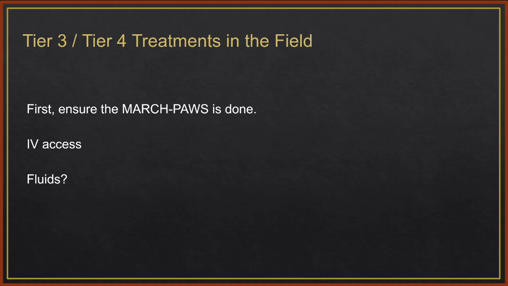First, we have to make sure in the combat environment that all of MARCH and PAWS is done. Make sure that we do have IV access, and then we're going to be talking a little bit about fluids. So, question for you guys: what IV size should we get specifically for the septic patient, and does it really matter?